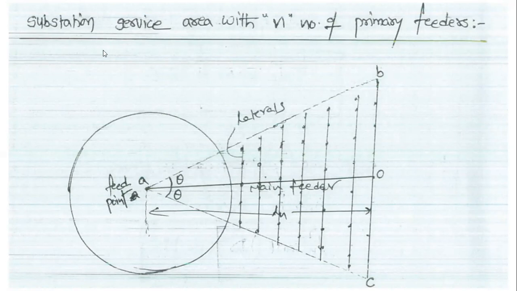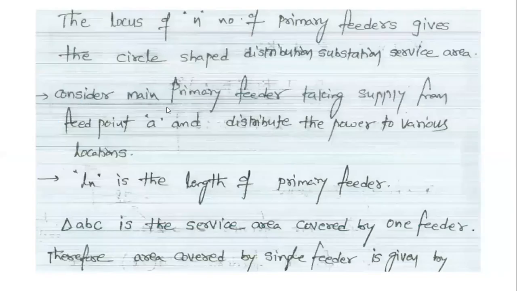In the total n number of feeders, we consider one single feeder area, that is, we take the triangle ABC. Consider a main primary feeder taking a supply from a feeding point A and distributing the power to various locations.